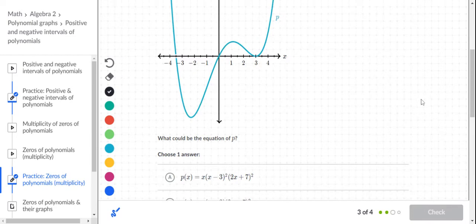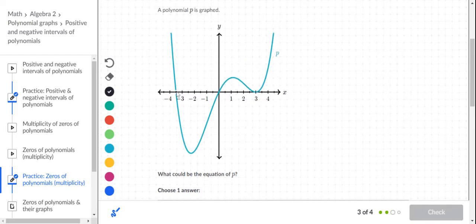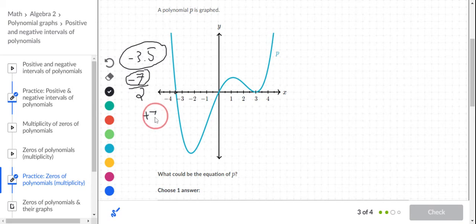If we do another one, we got one at -3.5. Now remember, -3.5 is like -7 divided by 2. I need to put that into a fraction so I can understand what the factor would look like. So then I think once I have this fraction, what's the opposite of -7? +7. What's the opposite of divided by 2? Times 2.